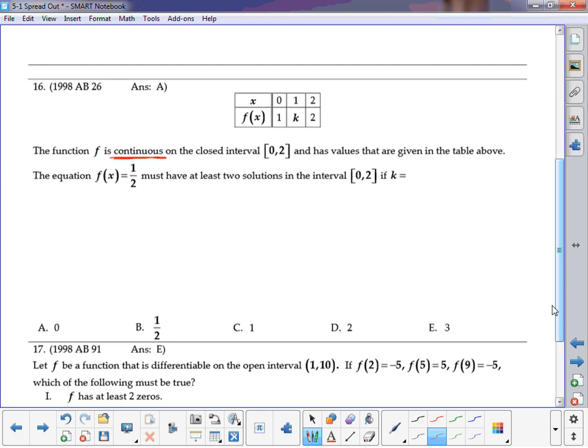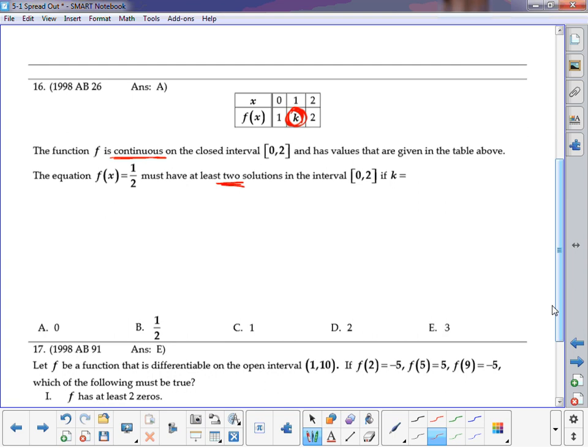So if we look, we only have continuous, and they're wanting to know how often is my function actually hitting 1/2. Okay, so we're trying to find out how many times, or the equation must have at least 2 solutions in the interval if k is 1. So we need to figure out what is this value to guarantee that my function hits 1/2 2 times. Okay, so it's continuous, which means there's no jumping around. So we need to figure out what can k be, that when it goes from 1 to k and k back down to 2, it has to hit 1/2 twice. So essentially, we need to have that it hits 1/2 somewhere between each of these.